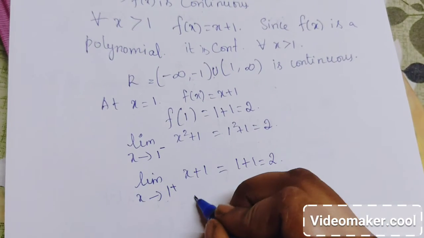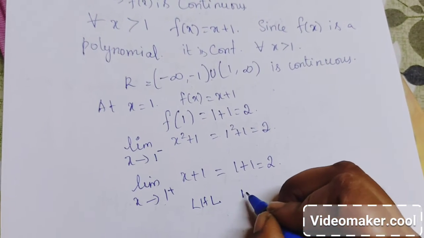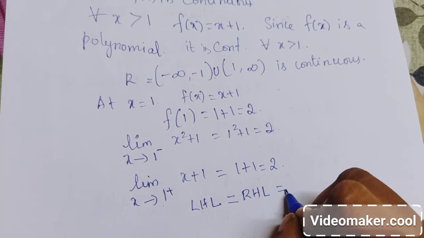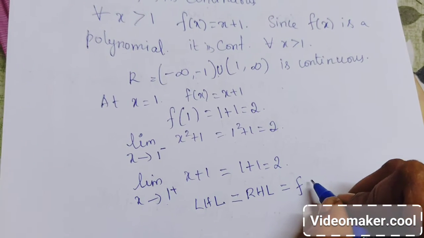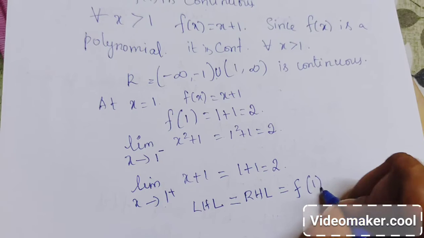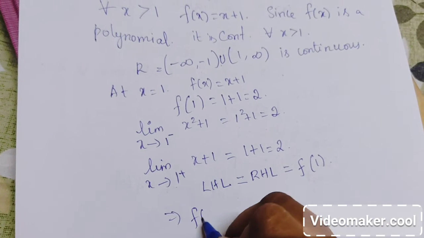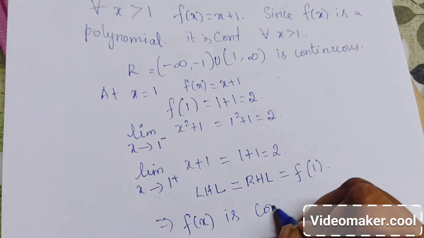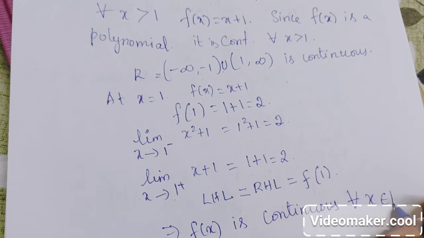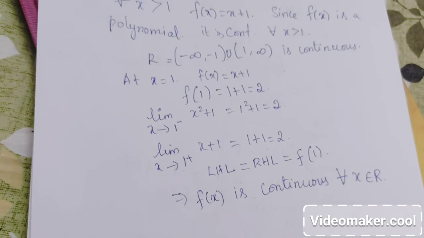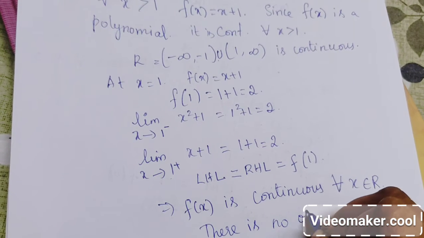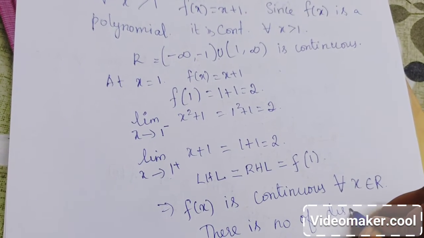Here the left hand limit exists and the right hand limit also exists, and those limits are equal, and they are equal to the functional value at x equal to 1, which says f of x is continuous for all x belongs to R, which means there is no point of discontinuity.